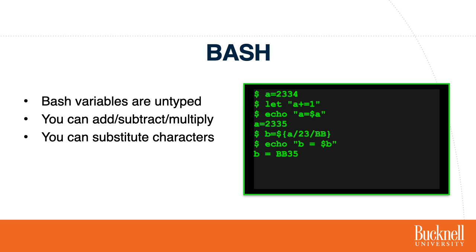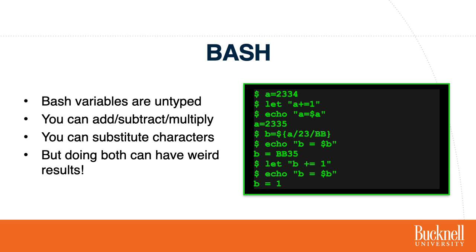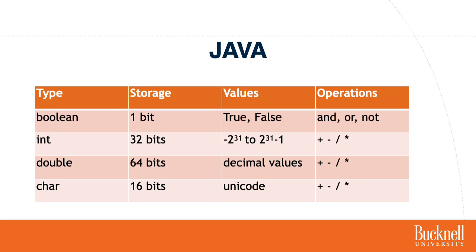But if we combine these operations, combine treating it as a string and treating it as arithmetic, we can get some strange results. For example, if we try adding 1 to BB35, well, what we get is B now equals 1. Does that make sense? Why does that happen? It is perhaps a somewhat unexpected result. So, for this reason, for the sake of clarity of communication between computer and human beings, many programming languages make use of data types.